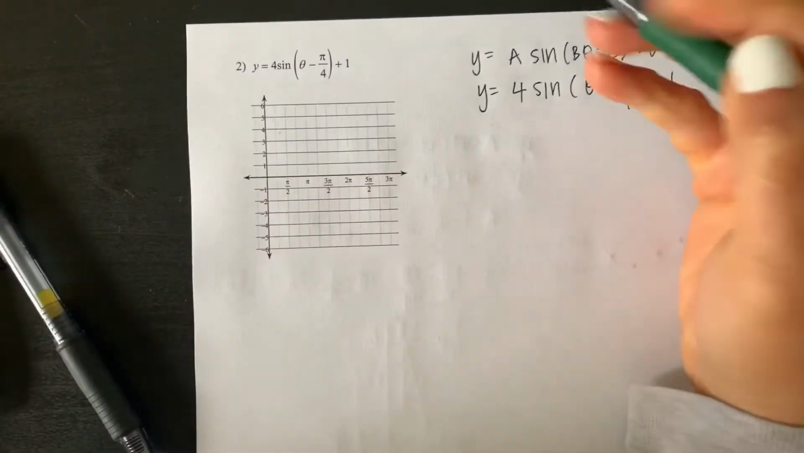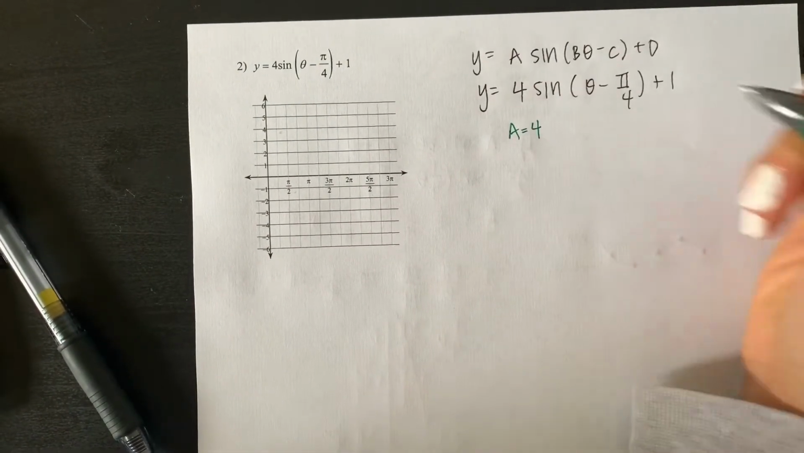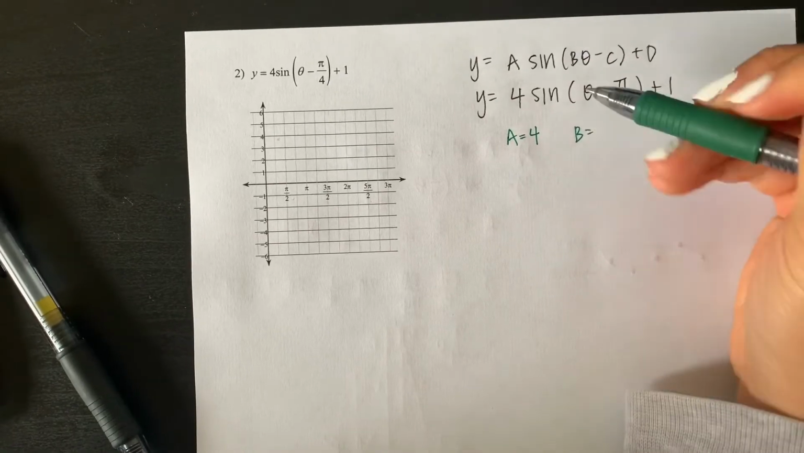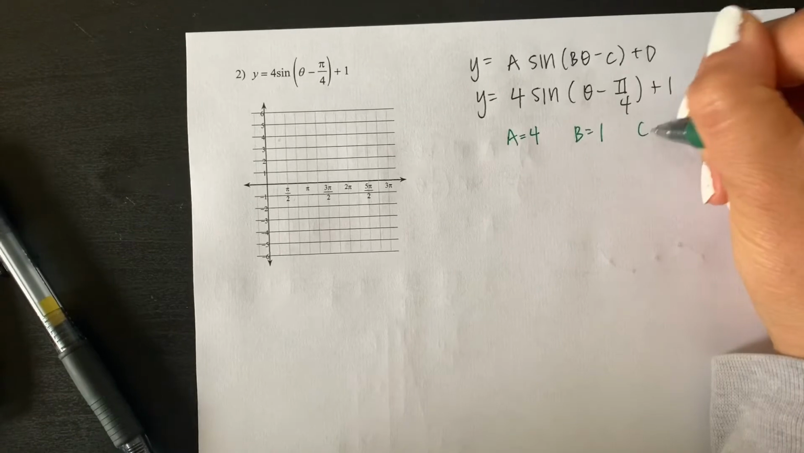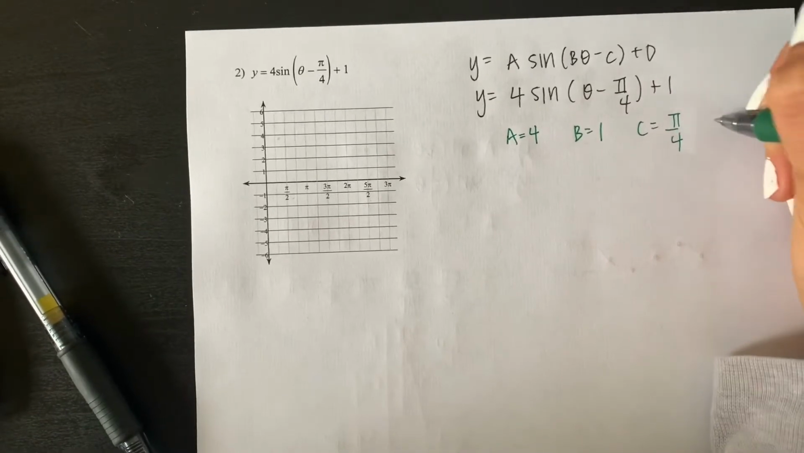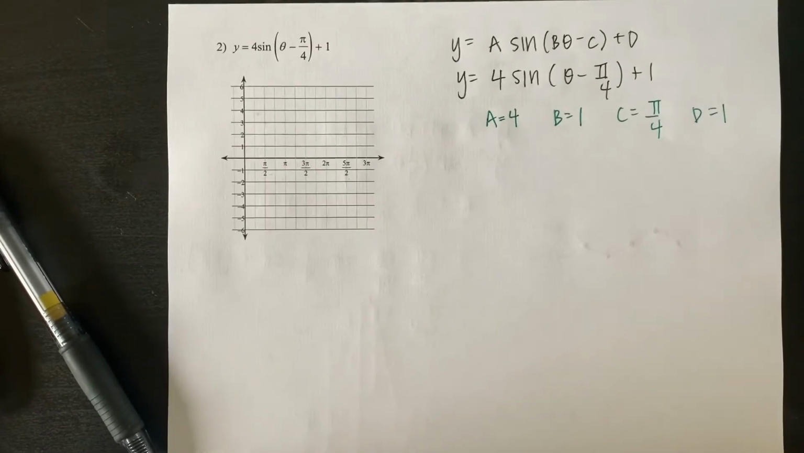The a value here is 4. Your b value, there's no number in front of the theta, so we assume there's an imaginary 1. C equals pi over 4. Our d value is this 1. So let's take a look at the graph.